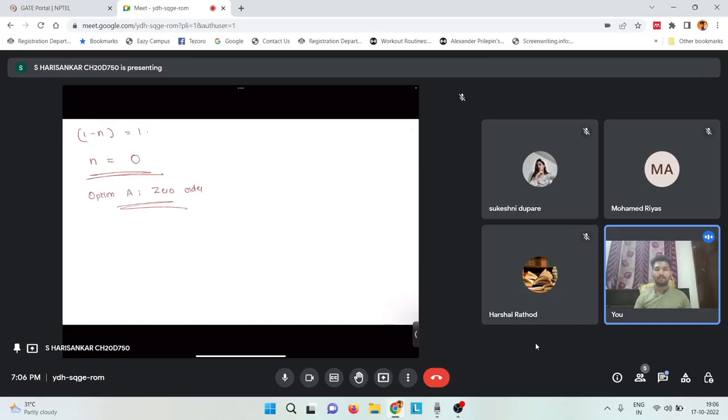Concept is pretty much the same. Just write the equations for half time and lifetime. Just divide these two equations and you will get only one variable to solve, that is n. And when you solve for n, you will get n is equal to 0. So that is the concept here basically. Fine.